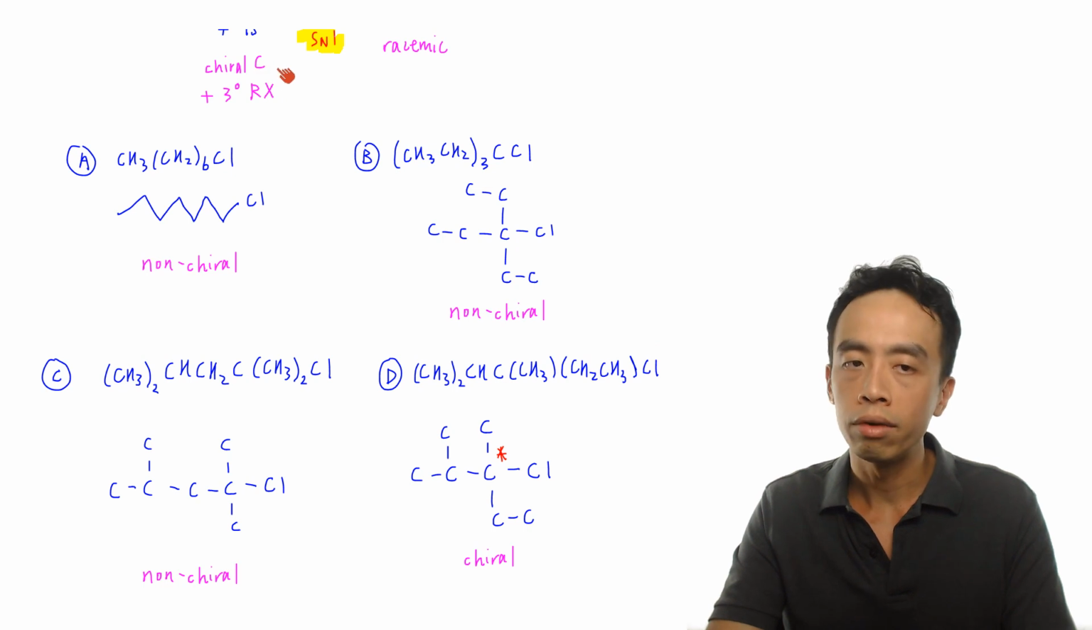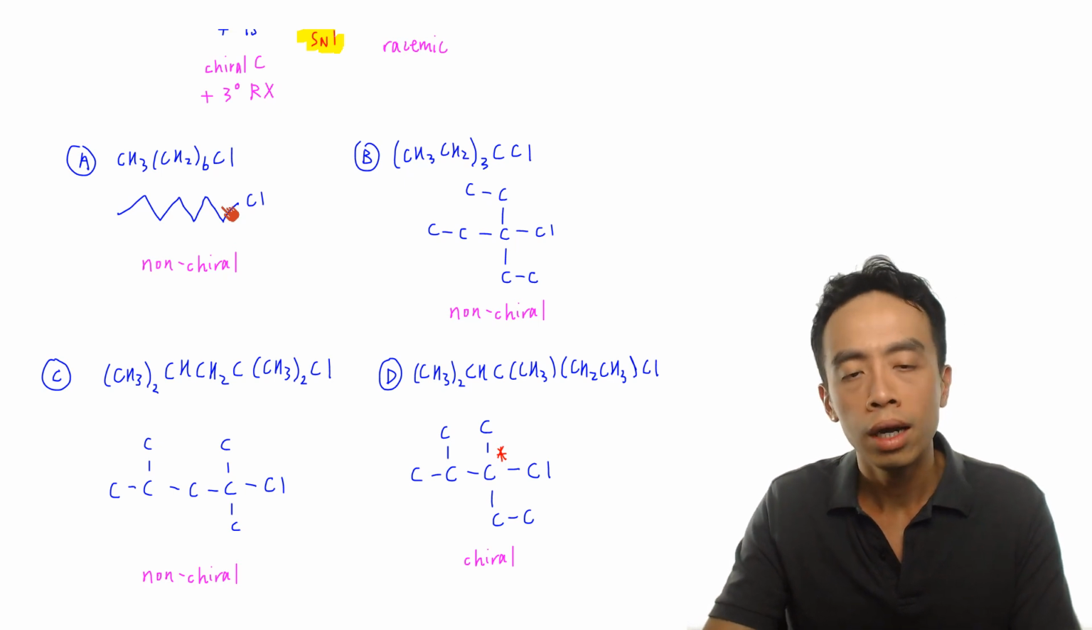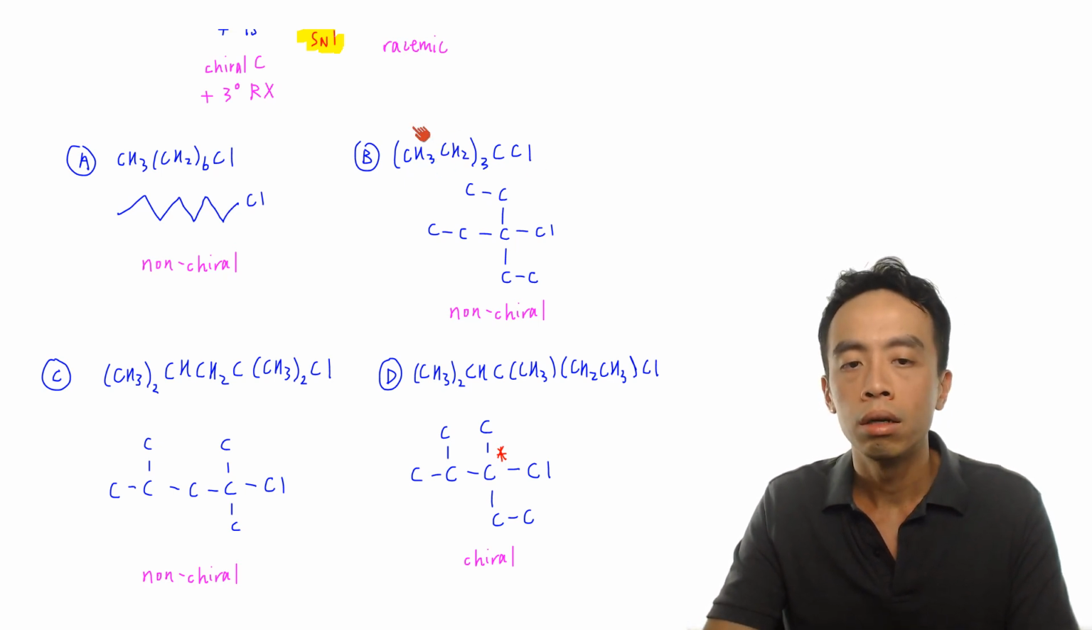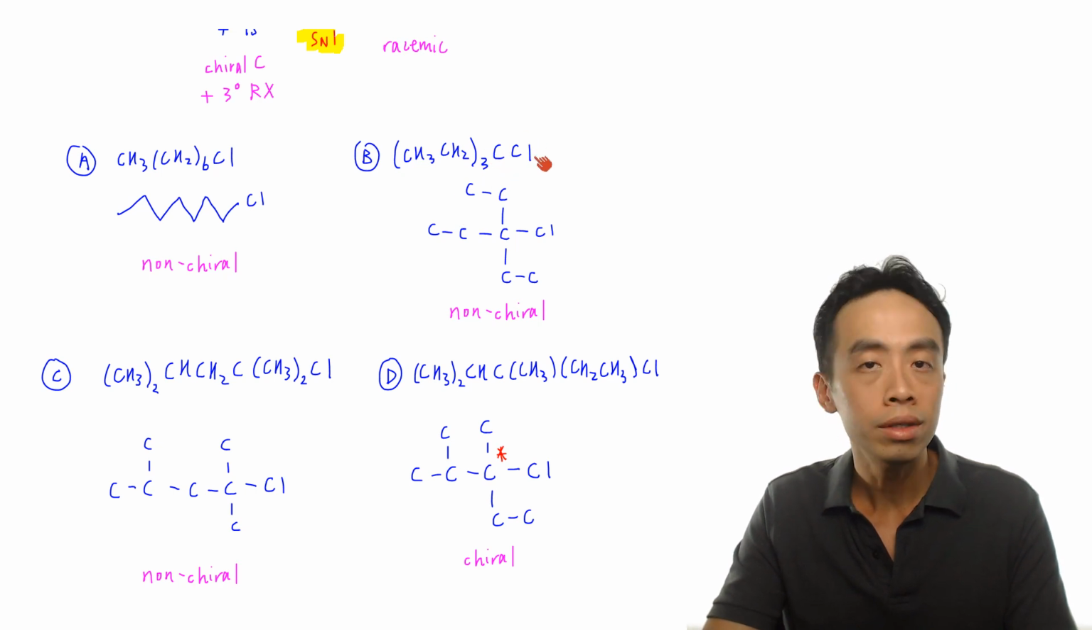Then if it is a chiral carbon, we prefer it to be a tertiary halide. So A is out because it is non-chiral. How about B? B is a bracket CH3, CH2, close bracket, 3, carbon, Cl.